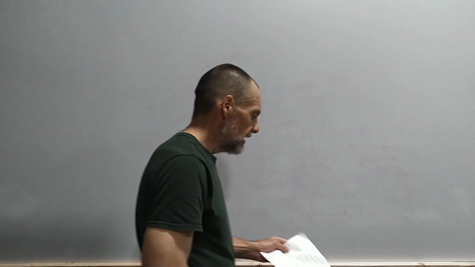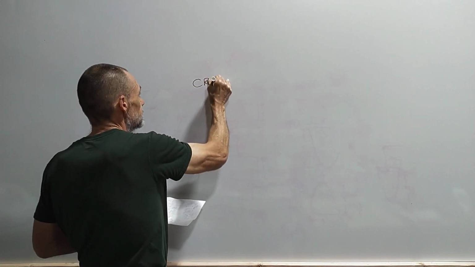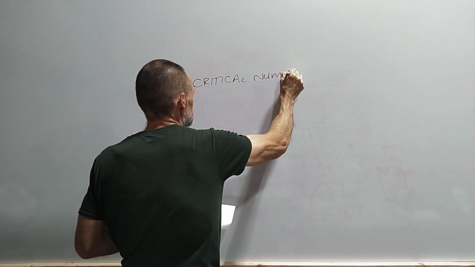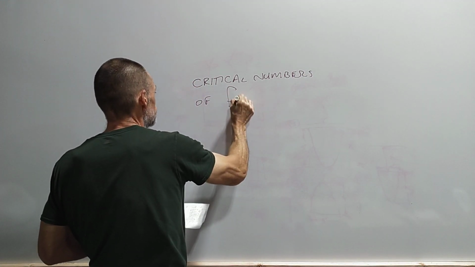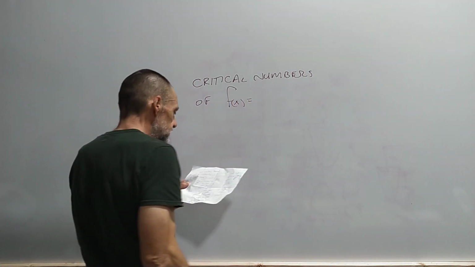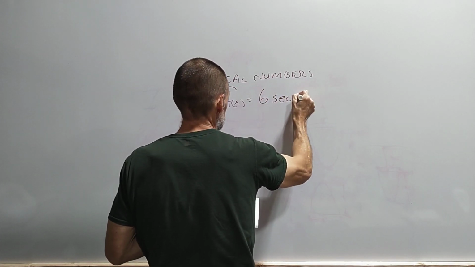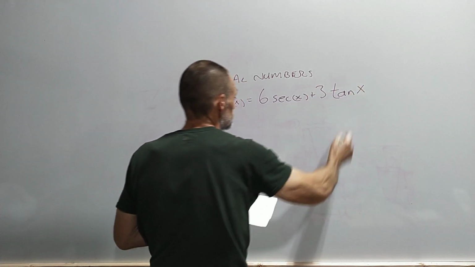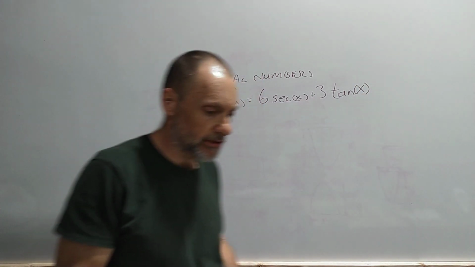So we have a question here, like I said, from a Cal 1 student. And the question is to find the critical numbers of this function, okay? 6 secant x plus 3 tangent x. Okay, so we want the critical numbers.